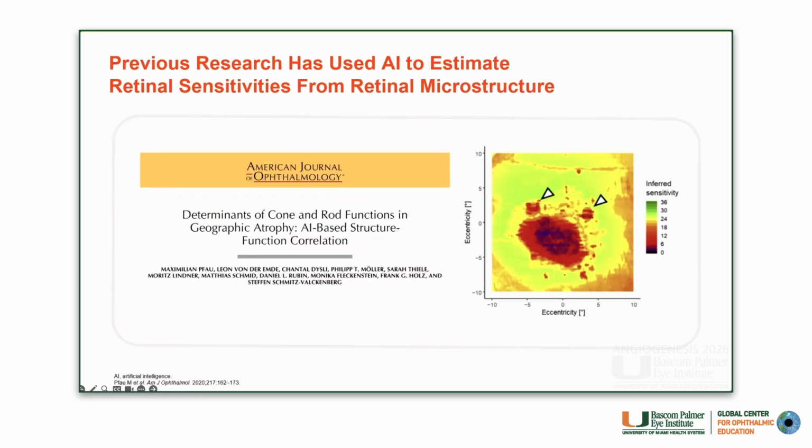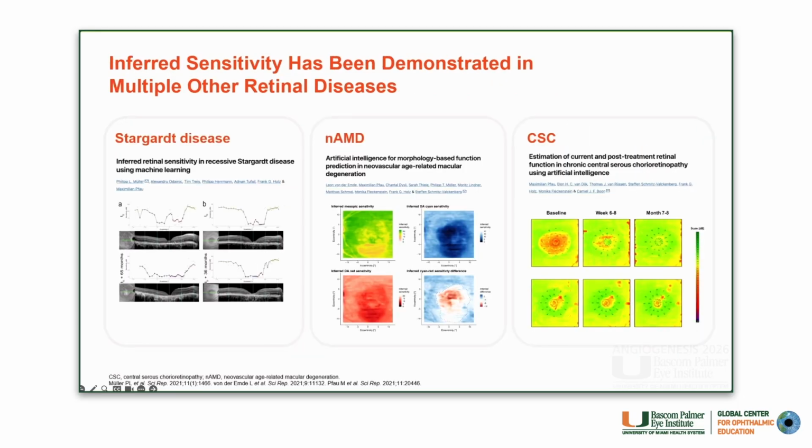Previously, our group introduced a novel and innovative solution, inferred sensitivity. Using artificial intelligence, volumetric OCT and microperimetry data are used for training and then to estimate retinal sensitivity at each en face pixel, as shown here on the right. This yields a high-definition sensitivity map similar to an OCT thickness map. Similar models have been developed to infer retinal sensitivity for other retinal diseases, including Stargardt disease, neovascular AMD, and central serous chorioretinopathy.